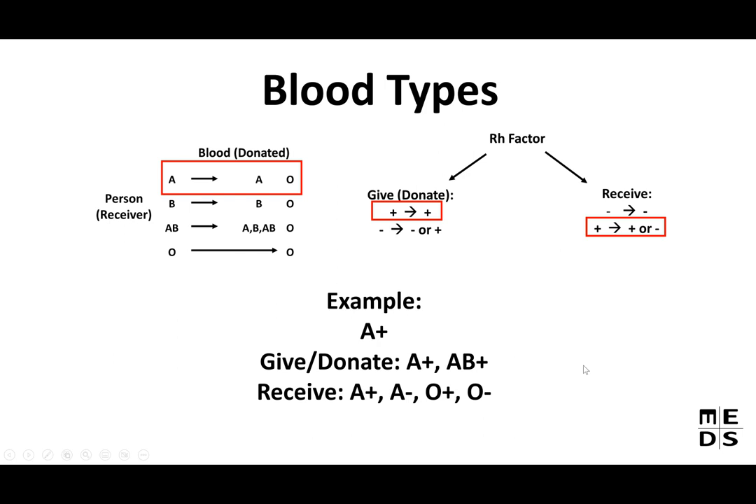So I hope that was pretty straightforward of using both of these graphs. If you just draw this one and then this one, you should be able to figure these out fairly quickly, and then just use it forwards and a little bit backwards to figure out which ones can receive and which ones can donate.